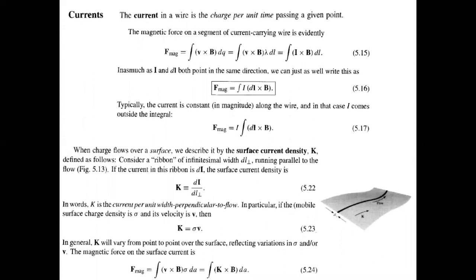Now, current is basically charge per unit time passing a given point. If we have to write this magnetic force in terms of current, we can also do that. We're converting this charge in terms of current here. So for a wire with a current I, the Lorentz force becomes like this.